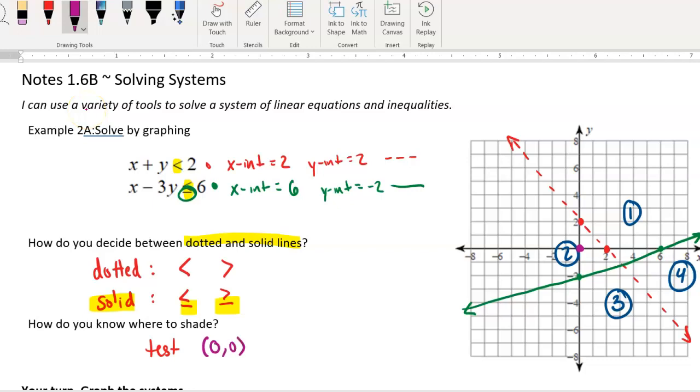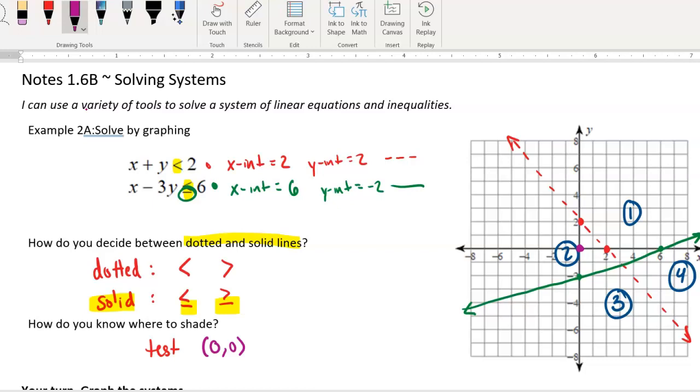So I'm going to use 0, 0 because that's not on the red line, it's not on the green line. You want to pick any point we want, as long as it's not on either of the 2 lines. And I'm going to use that point to test to see if we get a true statement or a false statement. What does that mean?